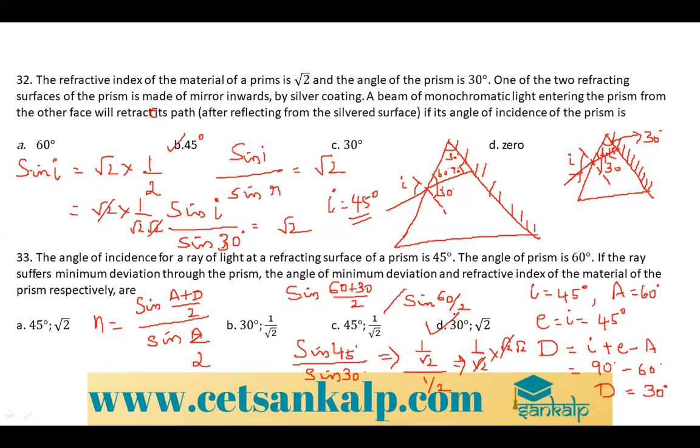So I hope you are clear now, right? So D is equal to i plus e minus A. So 45 plus 45 is 90. 90 minus 60 is 30 degree. When we simplify that, finally you will be getting root 2. So angle of minimum deviation is 30 degree. So refractive index is root 2. I hope you are clear with that. Right. So next problem.